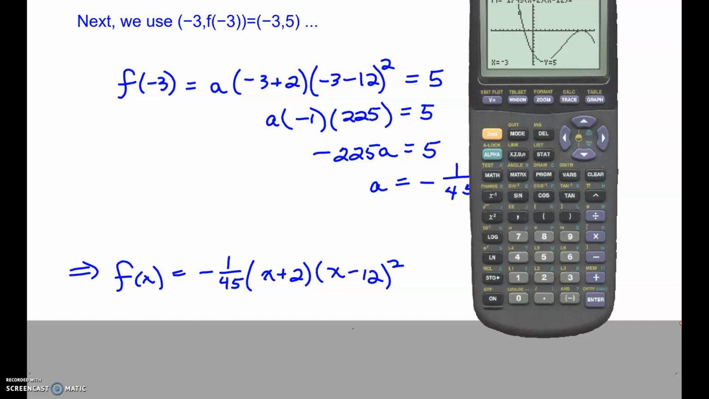So constructing the polynomial given the roots means you're just making it into a factor and then solving for your a.